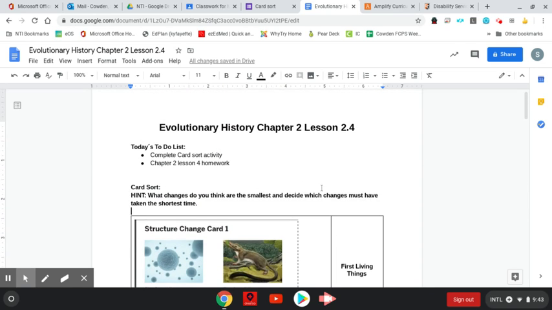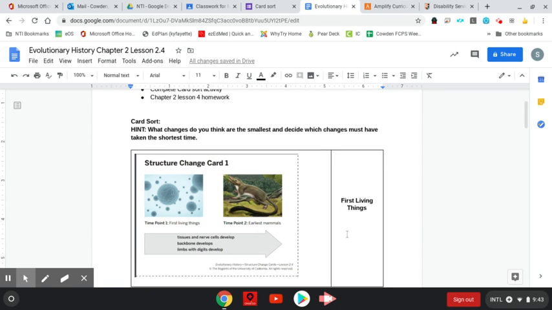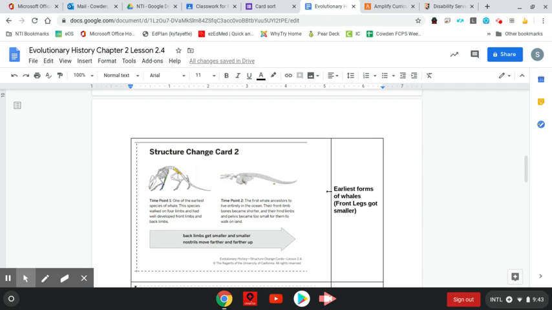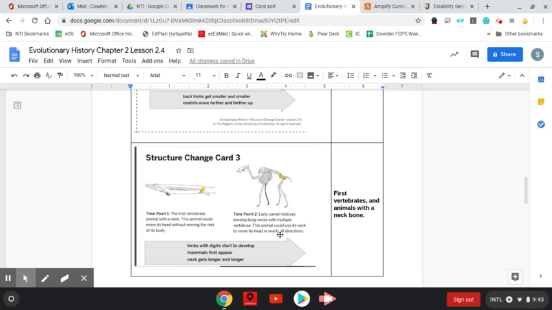For example, the first card pretty much says that it's evidence of the first living things. Then the next card, card number 2, earliest forms of whales. So the front legs got smaller. Then you would look at the third card, first vertebrates, so animals with a backbone. And they have necks that let them turn their heads and look from side to side.